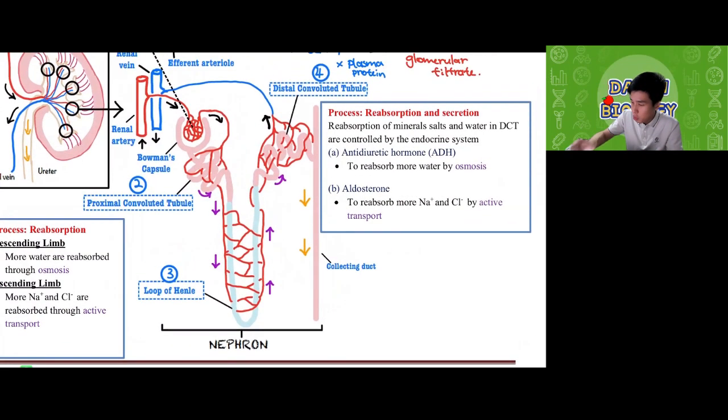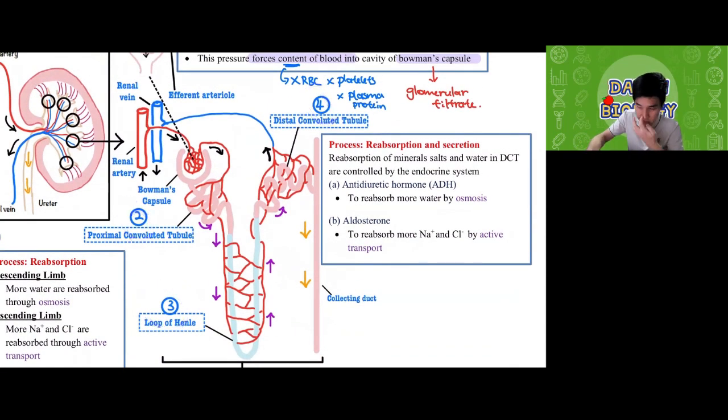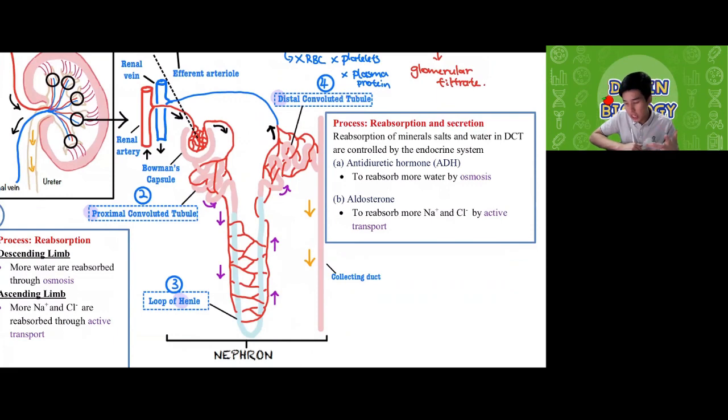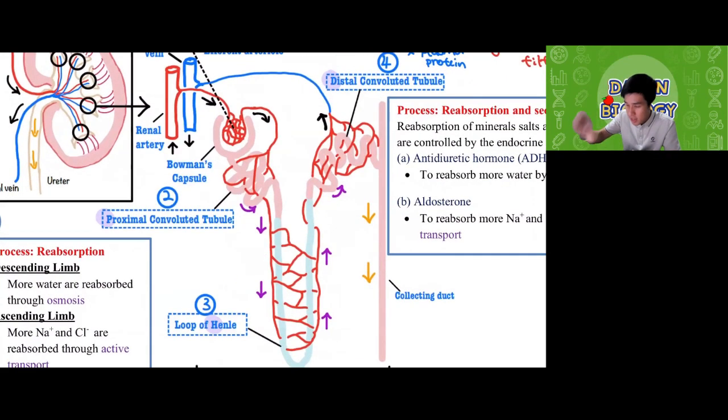Proximal convoluted tubule, loop of Henle, and also distal convoluted tubule. So I remember these three parts as P, H, D. Okay, let's go for study professor, PhD. So P stands for proximal convoluted tube.